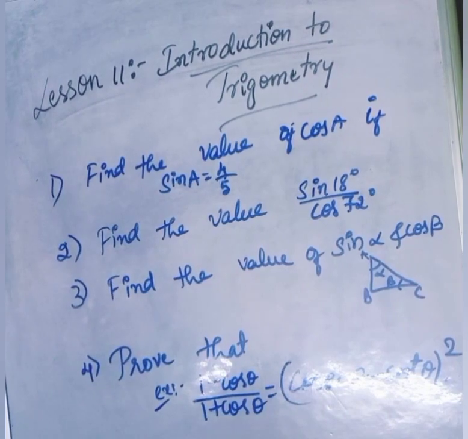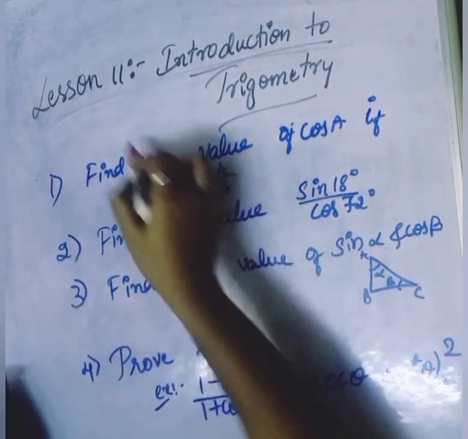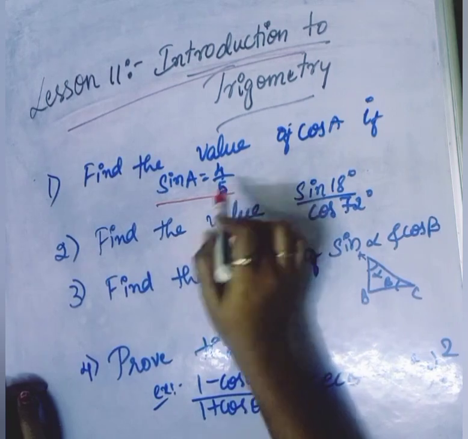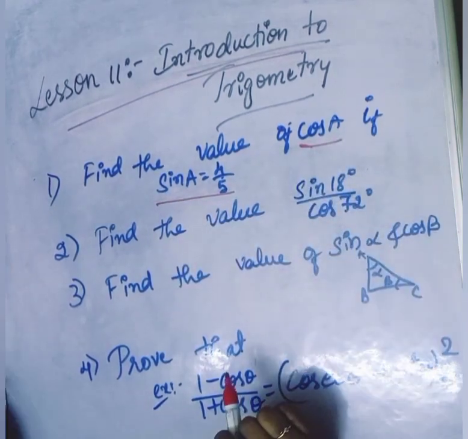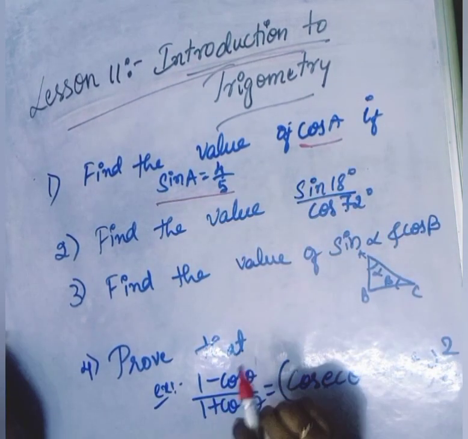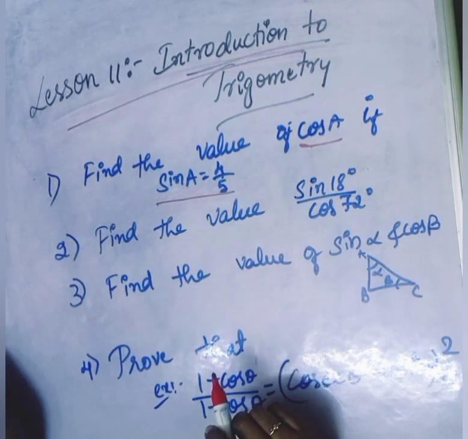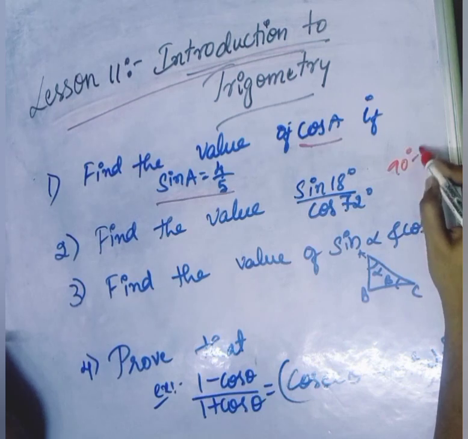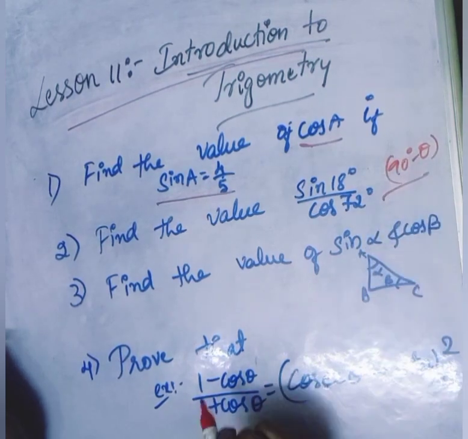Lesson number 11, Introduction to Trigonometry. In that they may give any one value, and you need to find out another value. For example, if they give a sine value, you need to find out the cos value, like that question. Another one, they may give, find the value of sine 18 cos 72. That means by using the 90 minus theta formula, they may also ask.